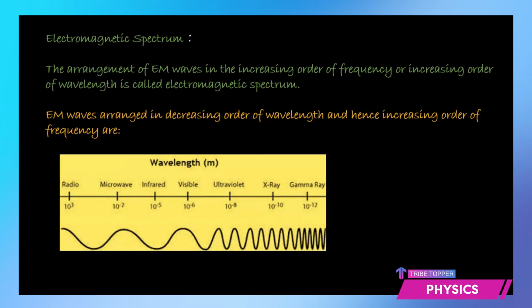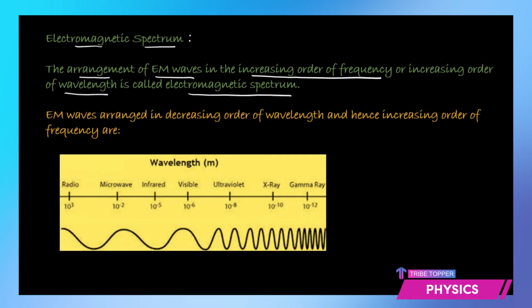And then we have a term relevant to this called the electromagnetic spectrum. Basically, the electromagnetic waves that we get due to this electromagnetic field interaction are of different frequencies and wavelengths. When we arrange them in an order, either in increasing order of frequency or increasing order of wavelength, that arrangement is called the electromagnetic spectrum. So the definition of the EM spectrum is the arrangement of EM waves in increasing order of frequency or increasing order of wavelength.